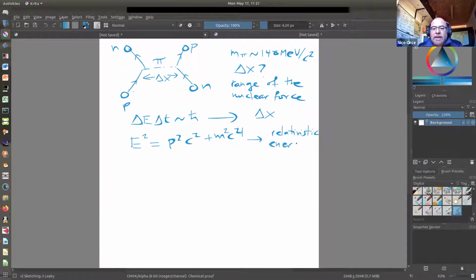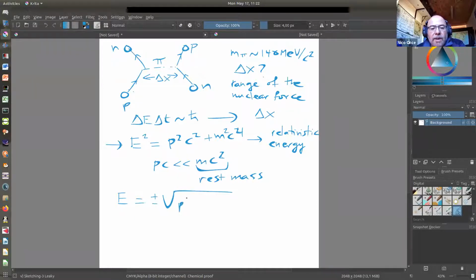So in this relativistic energy, we are going to assume that PC is much smaller than MC squared, which is the rest mass. Curiously, out of this equation, E will be equal to plus or minus the square root of P squared C squared. So there will be a plus-minus solution to this energy, which Dirac investigated, and this is how Dirac concluded that there was the possibility of antimatter.